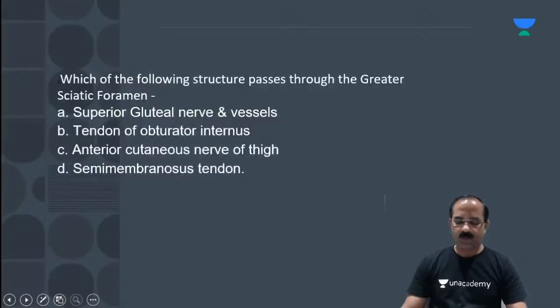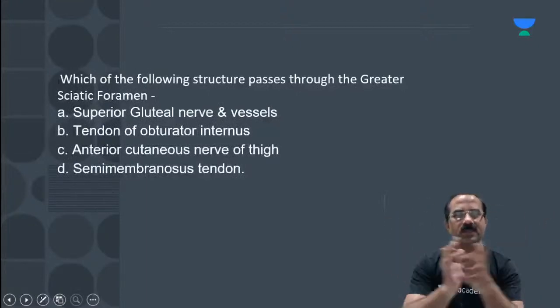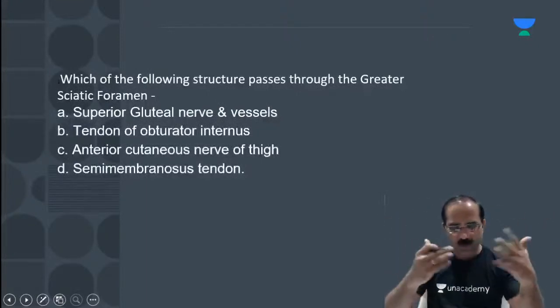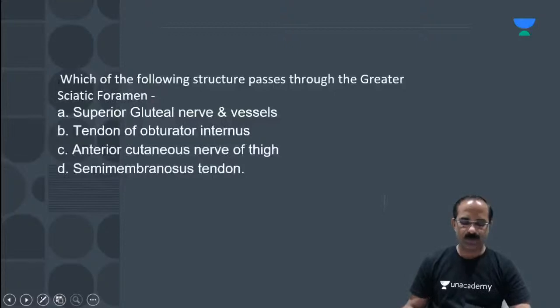Which of the following structures pass through the greater sciatic foramen? You can answer, students. Whatever you know, you answer. That's okay. Even if it is wrong, don't retract your messages. Let us have an interactive session. Come on. So, which of the following structures passes through the greater sciatic foramen?